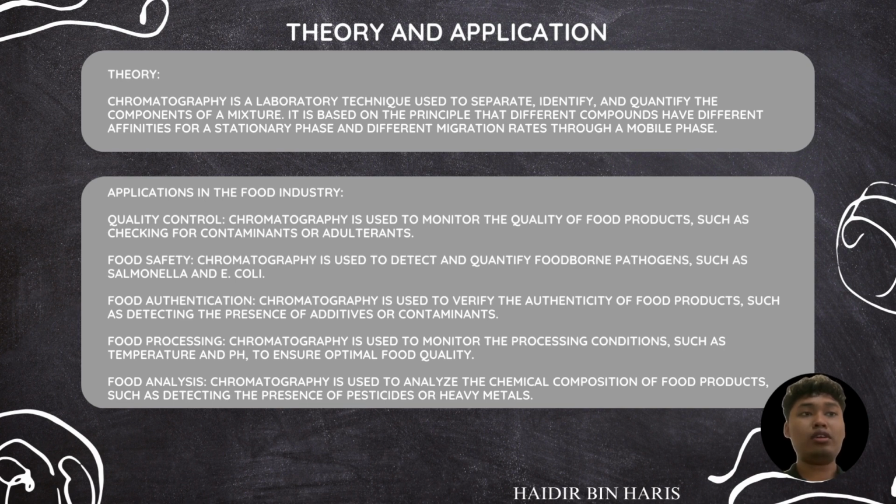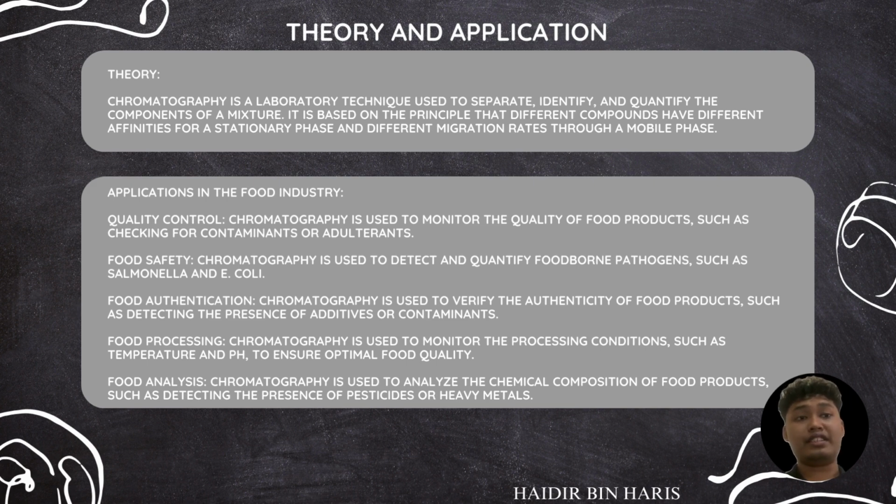In quality control, chromatography is used to monitor the quality of food products, checking for contaminants or adulterants. It's also used to detect and quantify foodborne pathogens such as Salmonella and E. coli. Chromatography is also used to verify the authenticity of food products, detecting the presence of additives or contaminants. It's used to monitor processing conditions such as temperature and pH to ensure optimal food quality.